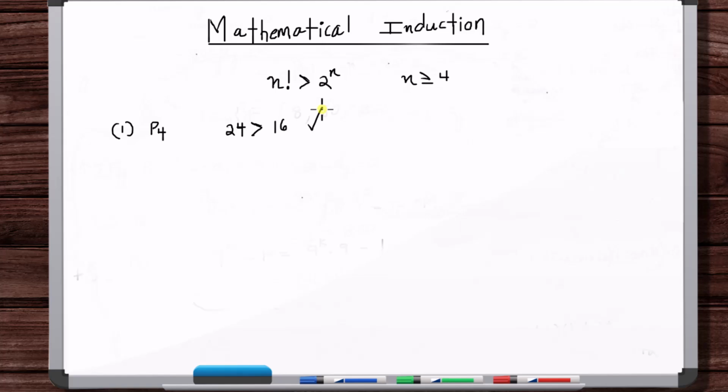I guess what they're going for is, if we started at 1, is 1 factorial greater than 2? No. What about 2? Is 2 factorial greater than 2 squared? No, it's not, they're equal. But the starting term is 4. With n equal to 4, it is true.